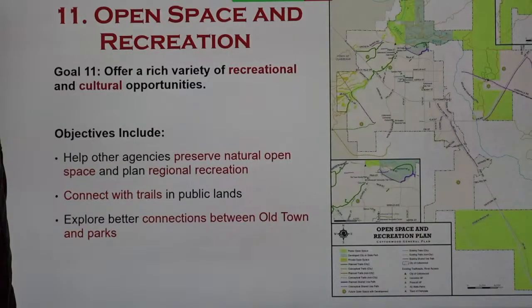Number 11 is open space and recreation. The overall goal is to offer a rich variety of recreational and cultural opportunities. Objectives toward that are helping other agencies preserve natural open space and plan regional recreation. Other agencies, of course, would be national forests and state parks. And also connect our downtown area and other areas with the public lands through trails, and also explore better connections between Old Town and the parks, as well as maintain the existing facilities that we have.